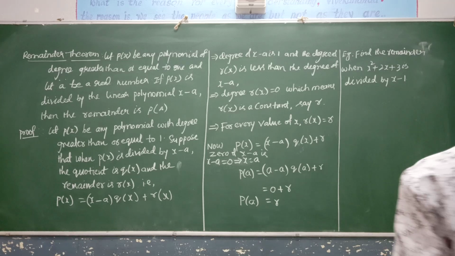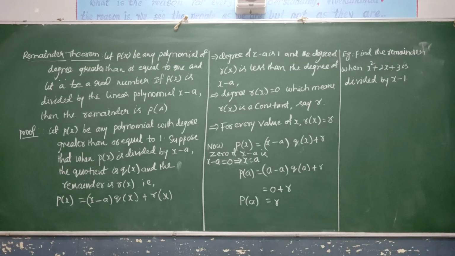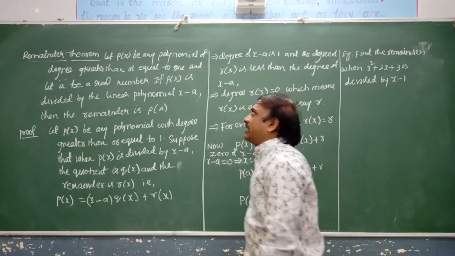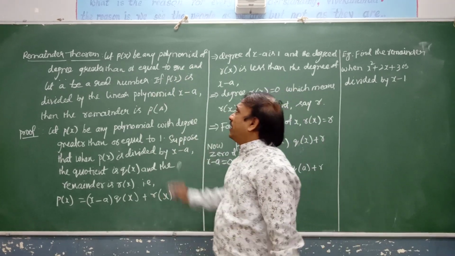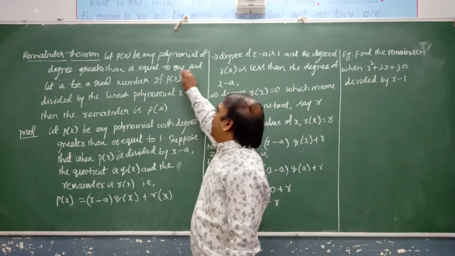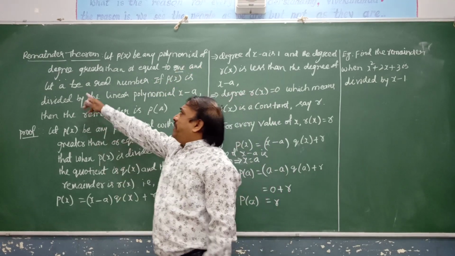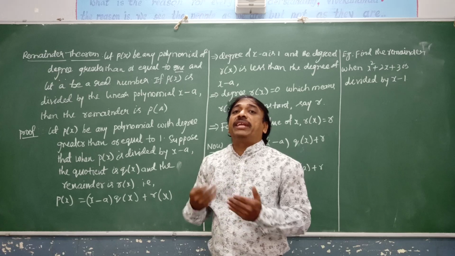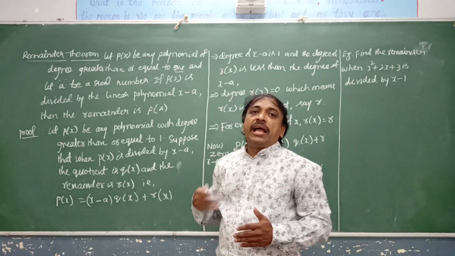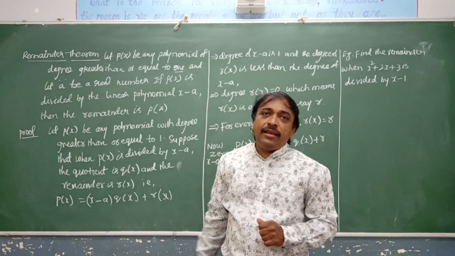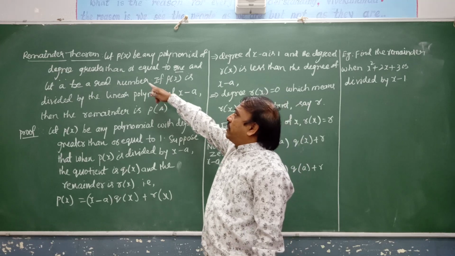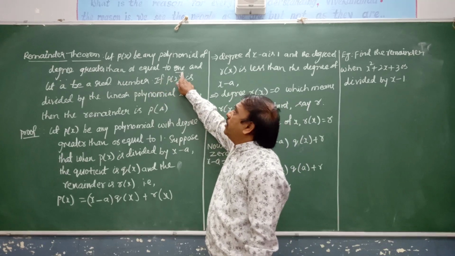Now we see the remainder theorem. What exactly is the remainder theorem? The remainder theorem: let p of x be any polynomial of degree greater than or equal to 1, and let a be a real number. Here we are checking how the remainder is going to be obtained without actual division.